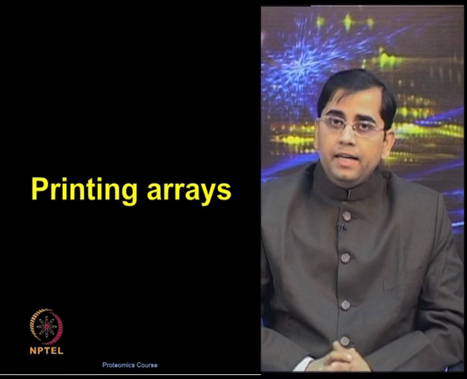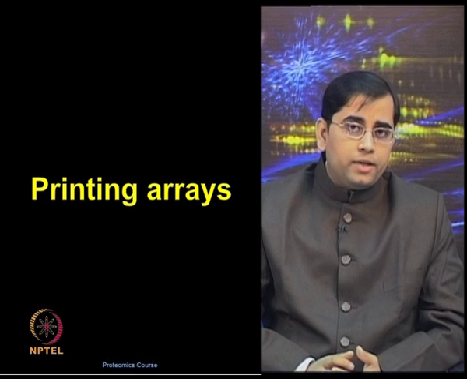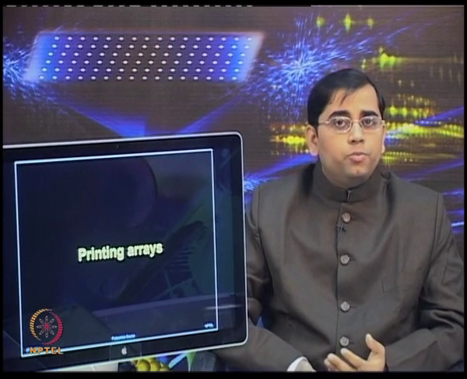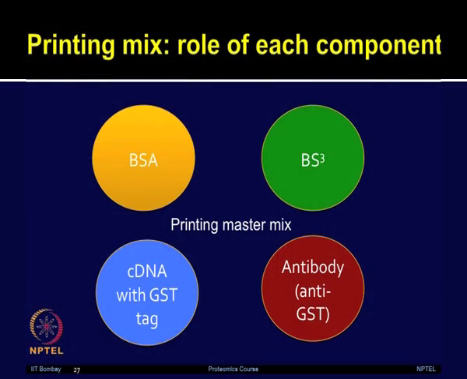So, now let us talk about printing arrays. You have DNA ready, as well as you have the glass slide functionalized, that is also ready. So, now you need to think about how to print those features on this chip surface. So, first of all, you need to make a master mix or printing mix, and in case of NAPPA, as I mentioned earlier, you have 4 features: BSA, BS3, the cDNA containing the GST tag, as well as an antibody which is anti-GST. So, let me briefly explain the role of each of these 4 components.